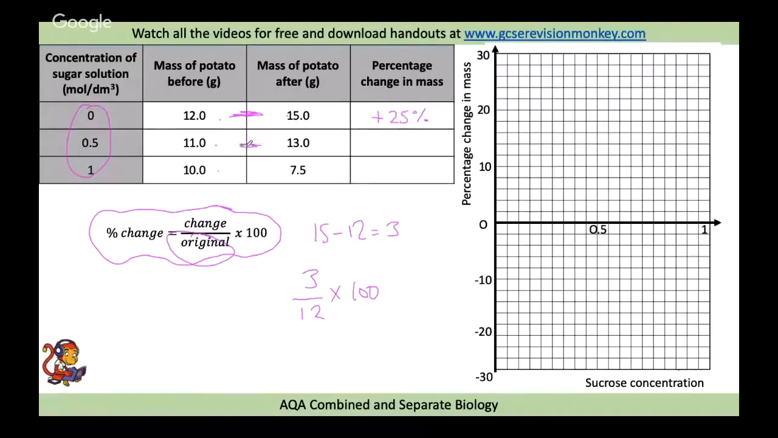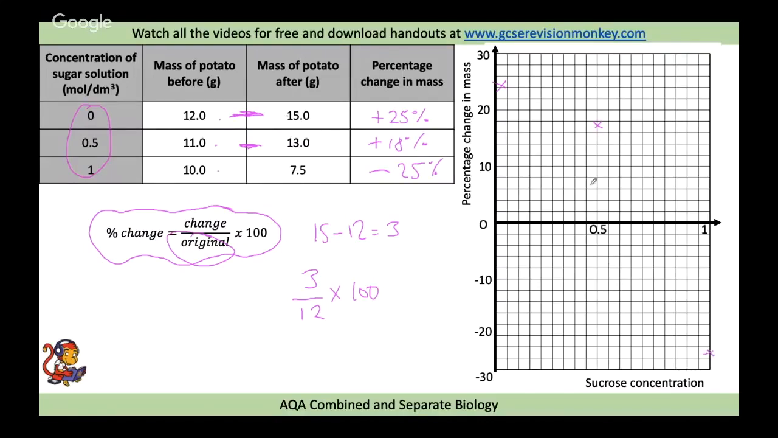If you do the same for the next one, change divided by original times 100, you get plus 18%. And then the final one, you will get a minus 25% because this one has actually decreased in mass. You might then need to plot these on a graph. So if you're looking at the sugar concentration against percentage change in mass, when it was 0, that was plus 25. When it was 0.5, that was 18. And when it was 1, that was minus 25, somewhere down here.